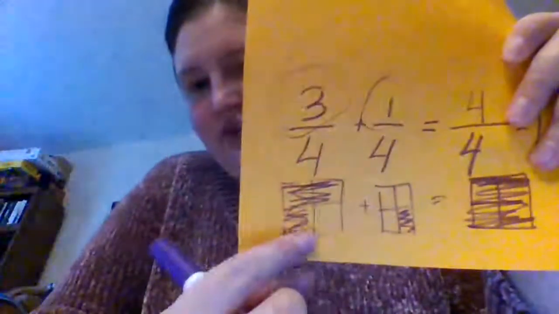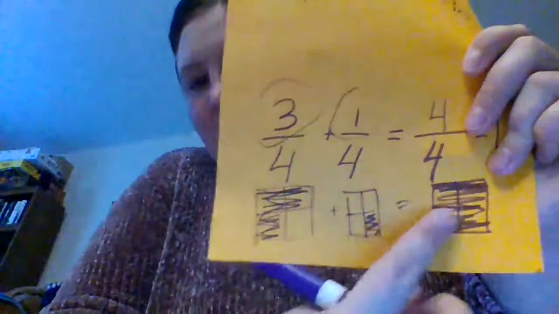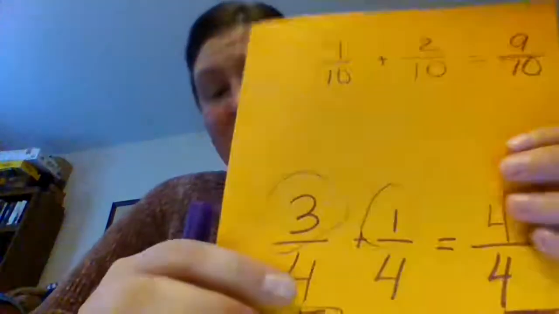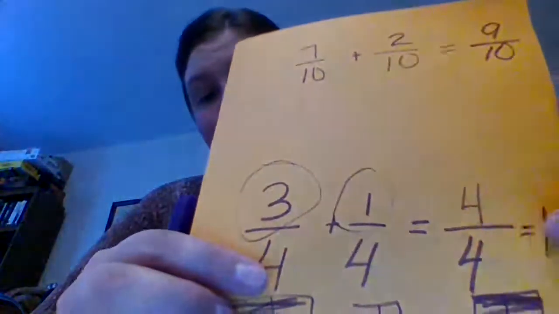Let me show you. If I have a square here, and I color in 3, and I have another square here, and I color in 1, we can see that it's going to be 1 because here's 3/4 plus 1/4 equals 1 whole. 4/4 equals 1 whole. It doesn't matter what the number is. It could be 1/1, 2/2, 3/3, 4/4. Anytime you have the same numerator and the same denominator, your answer equals 1.